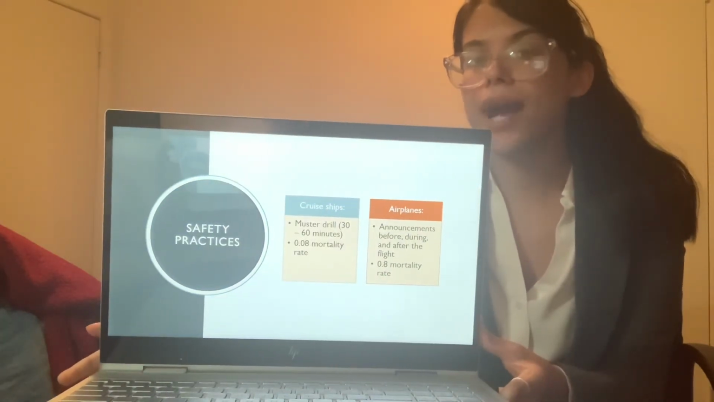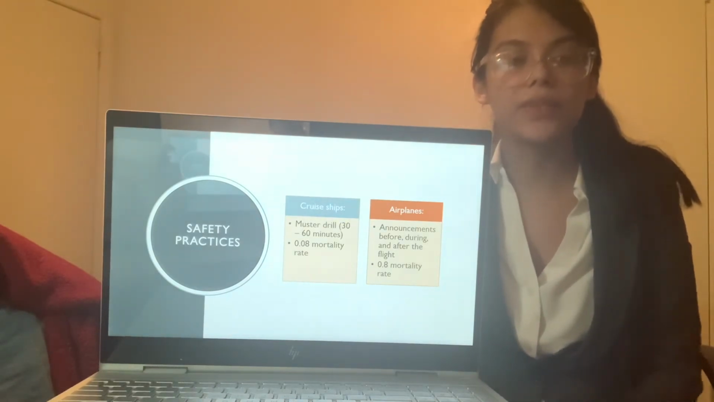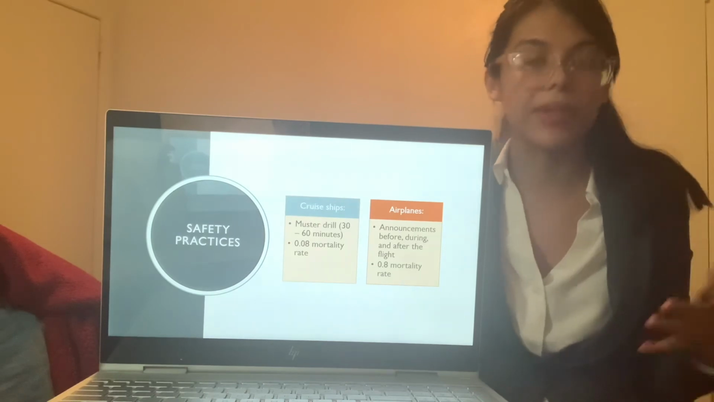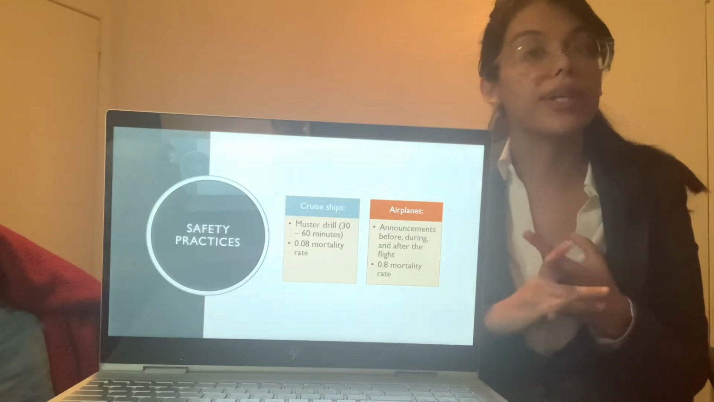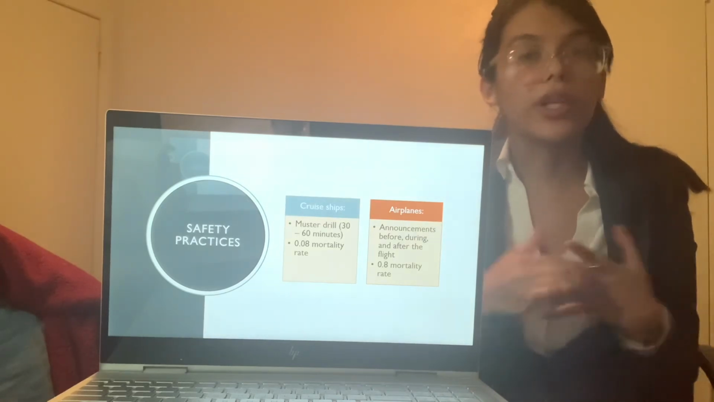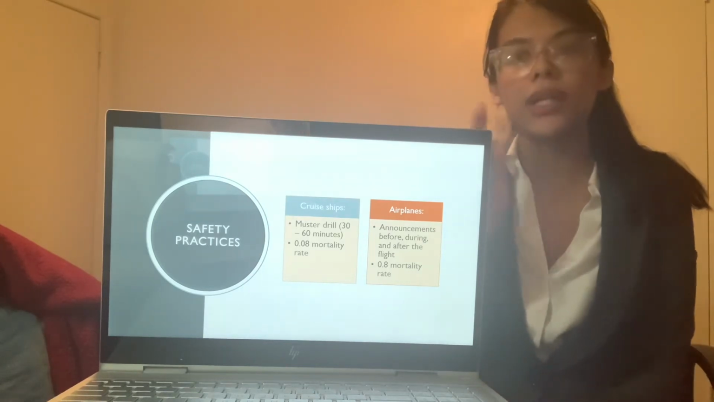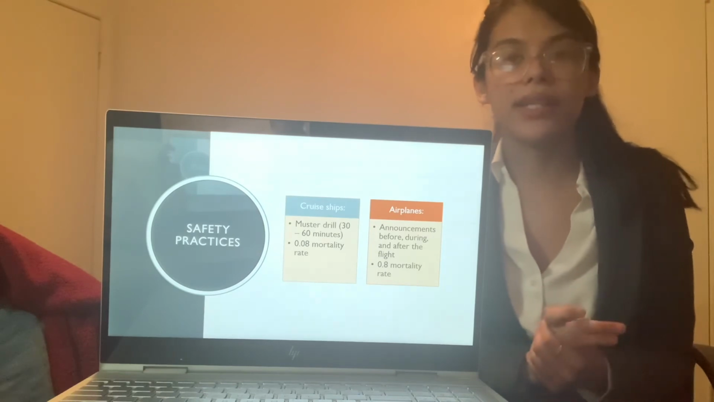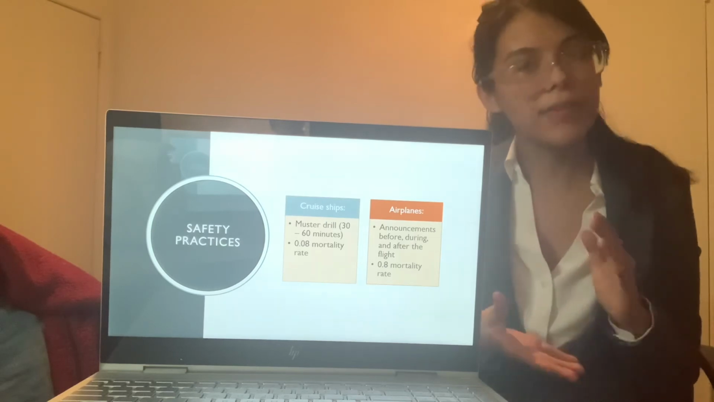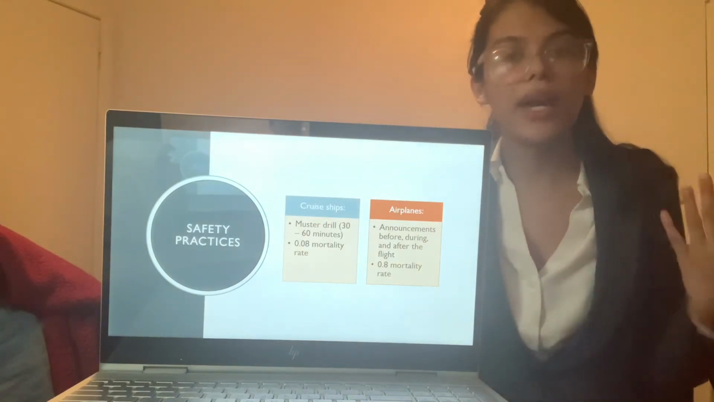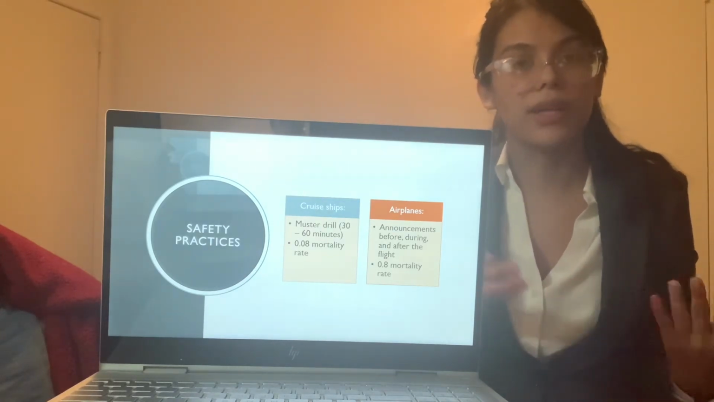As far as safety practices, they are very similar. Cruise ships have a muster drill in place, which is a 30 to 60 minute presentation. In the muster drill, they discuss where the lifeboats are, where to go in case of an emergency, and where your life jackets are. On airplanes, they have announcements before the plane starts, and typically you don't hear announcements during as much unless you have turbulence, and announcements after are just to help passengers get off the plane easily.